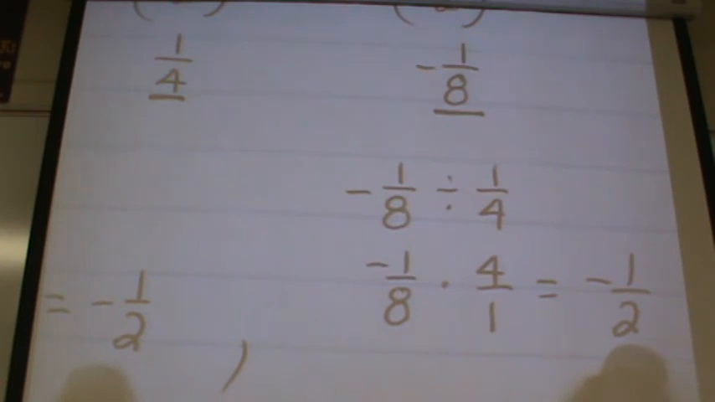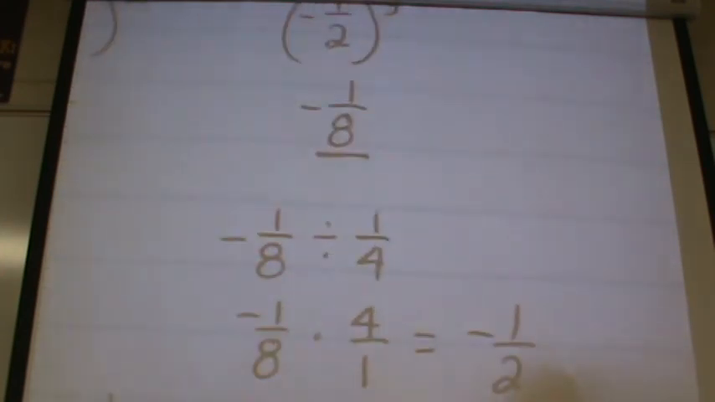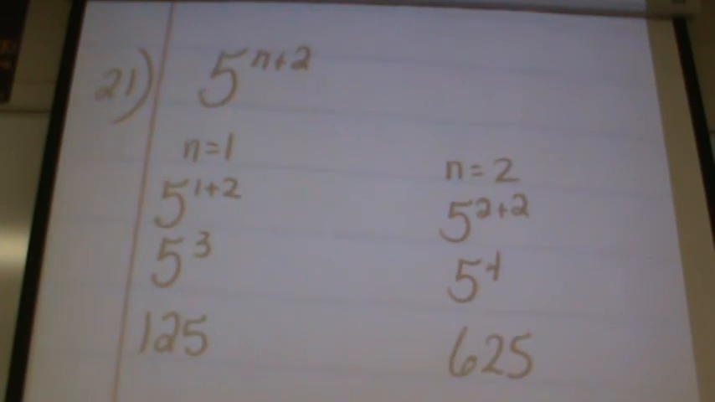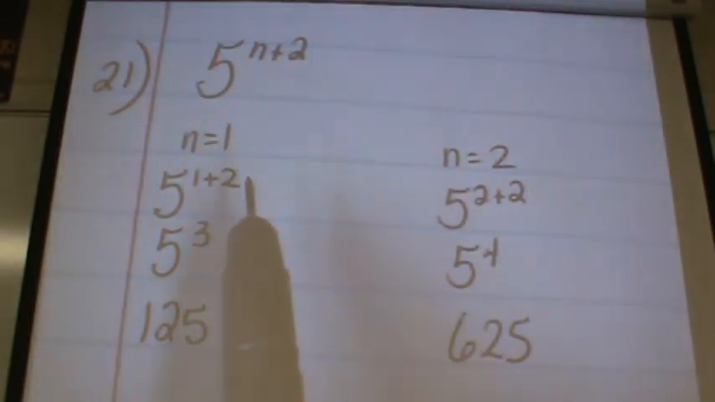So this is a proof. You could do another one. You can plug a 4 in for n, and you'll see that the ratio is -1/2. If I wanted to go this way, I could multiply this by -1/2 and get 1/16 as my next term. So that's a proof. And for 21, they give you 5 to the n plus 2. You do the same thing. Prove that this is geometric.